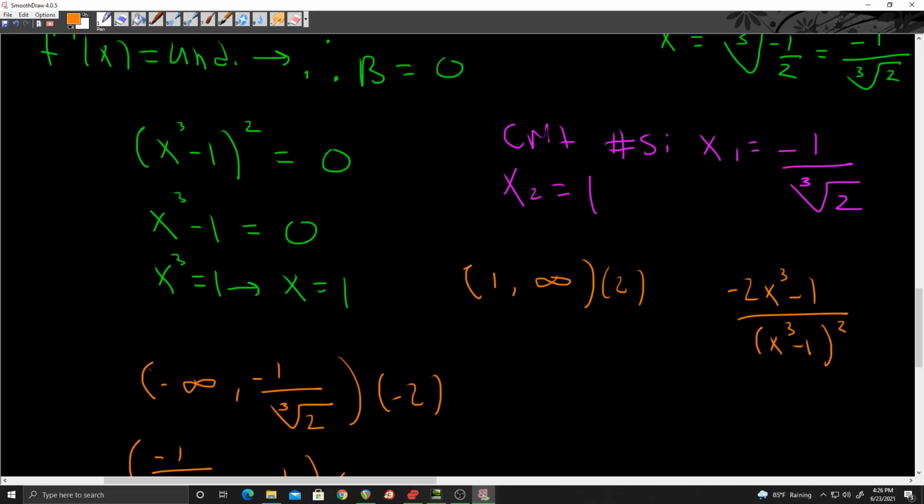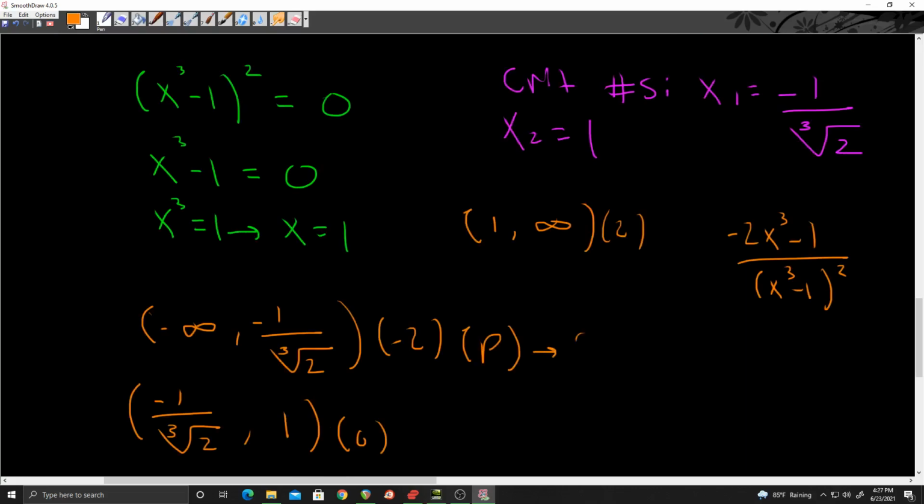All right, anyway. If I plug in negative 2 to the top here, negative 2 cubed is going to be negative 8. Negative 8 times negative 2 is going to be positive 16. 16 minus 1, still positive. So my derivative is positive, therefore my function is increasing. If I plug in 0, I'm going to have just negative 1. So in other words, I just have a negative here. F is decreasing.